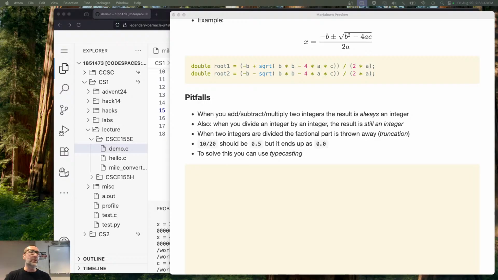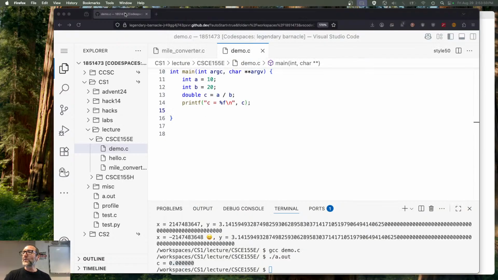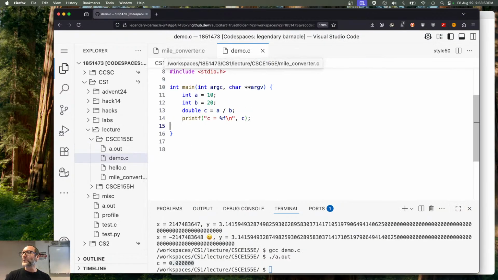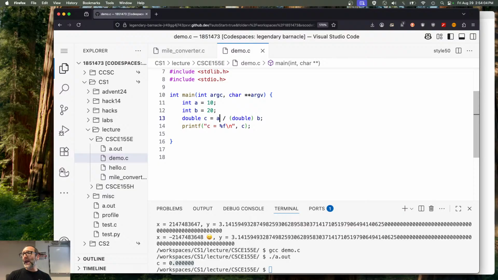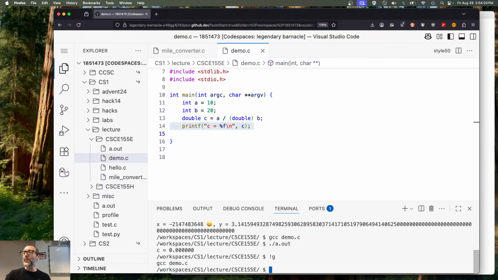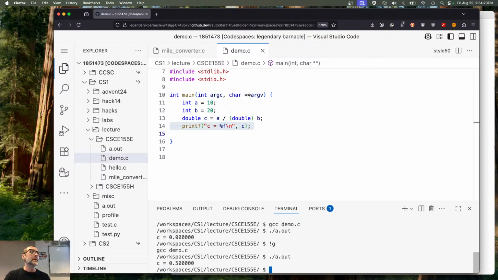You can solve this by doing what's called typecasting. I'll change this so that double, I'm putting a double inside parentheses here in front of the b. What that does is it says, look, I know that a and b are both integers. For the purposes of this division right here, however, treat b like a double. Now an integer divided by a double is going to be a double. That 0.5 is now preserved. So when I print it out on line 14 here, it's going to be preserved as 0.5. I could do both if you want, but it's not necessary.